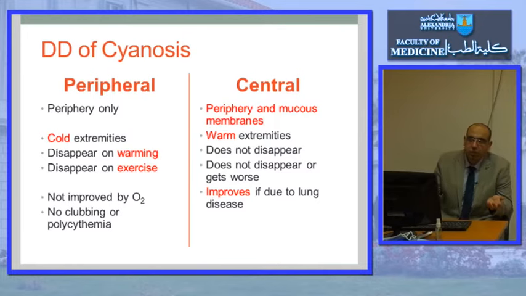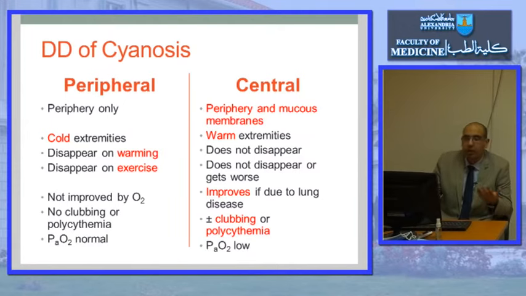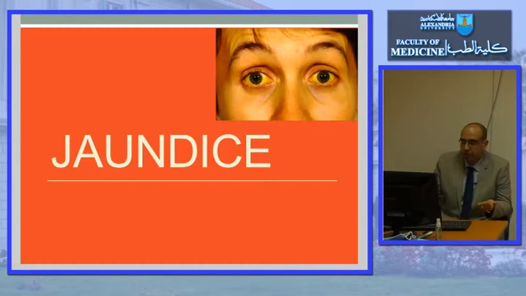In peripheral cyanosis, there will be no clubbing or polycythemia, but in central cyanosis, we might have clubbing and polycythemia. In peripheral cyanosis, oxygen tension is normal, while in central cyanosis, there is hypoxia and defective oxygenation of blood.